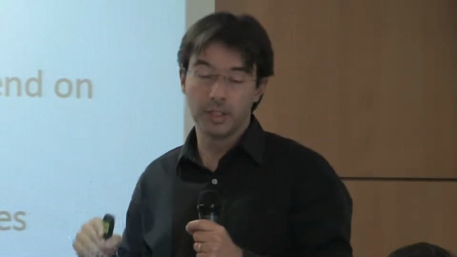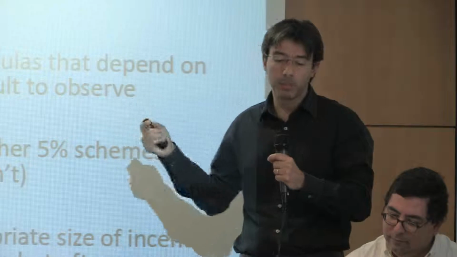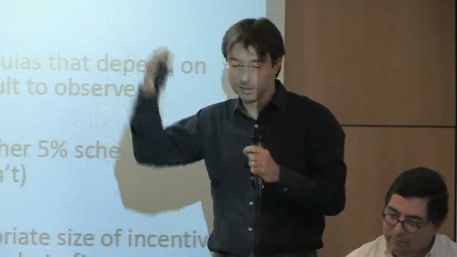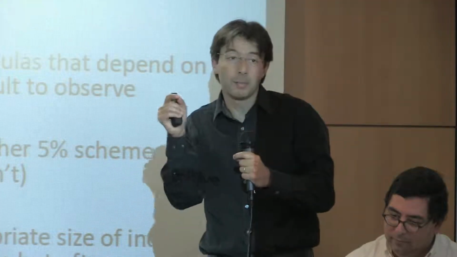So just to sum up, I took pay for performance and I covered three dimensions: theory, empirical evidence, and policy. So the theory gives you some pricing formula that can be quite elegant and general, but it may depend on some parameters that maybe are quite difficult to observe. The empirical evidence by nature is ex post, so it tells you that, well, if you have chosen an incentive scheme that is up to 5% of the revenues, then that's not going to work, or it's going to have some minimal effect on process measures of quality. And the policy statements are intuitive, but at the same time they're a bit vague, so they don't give you a clear idea of how that price should be designed.